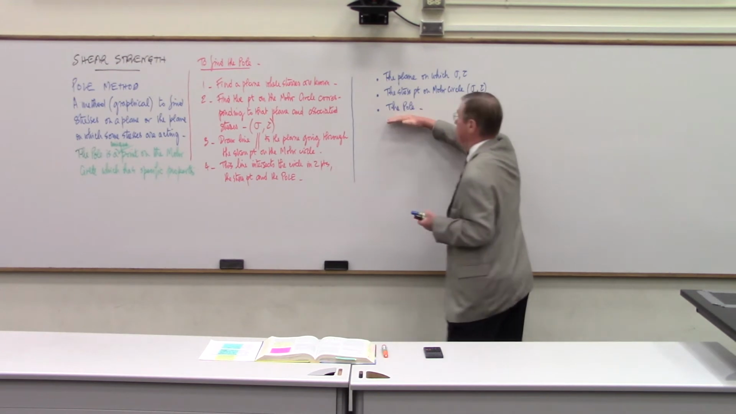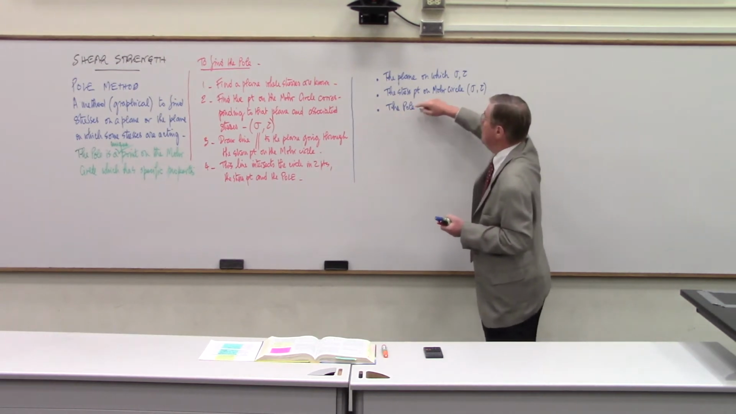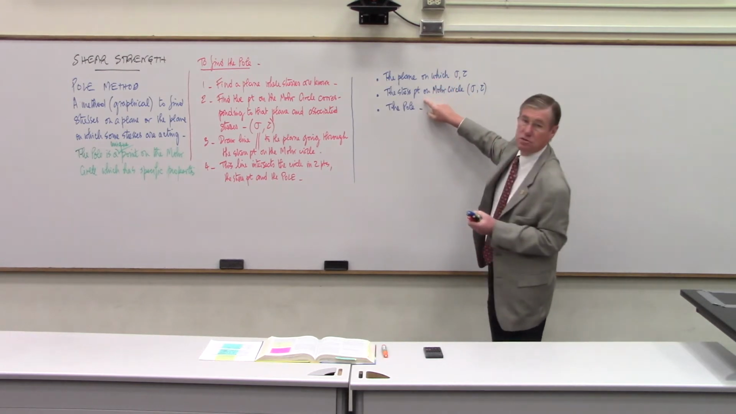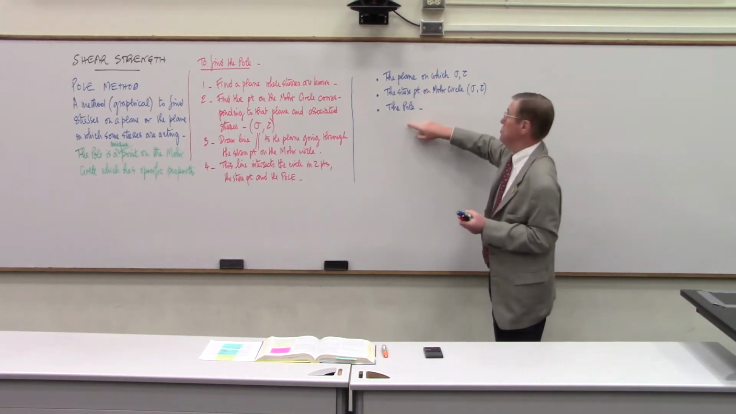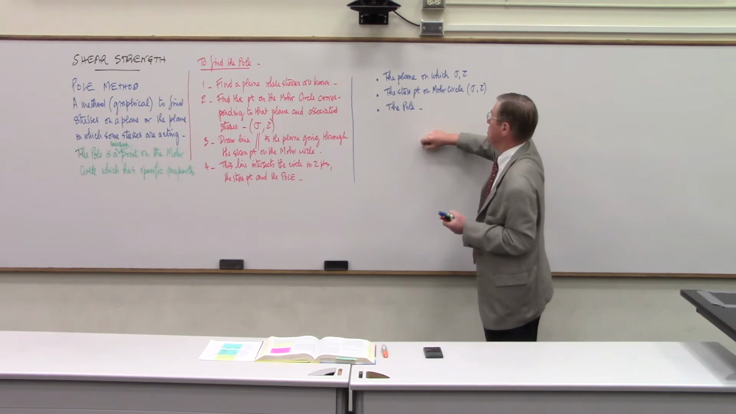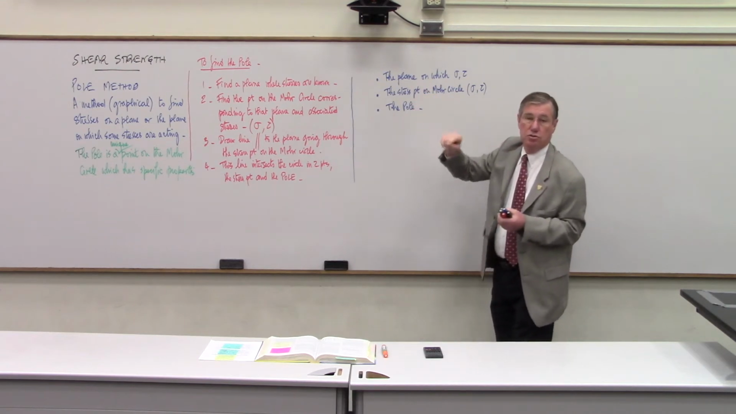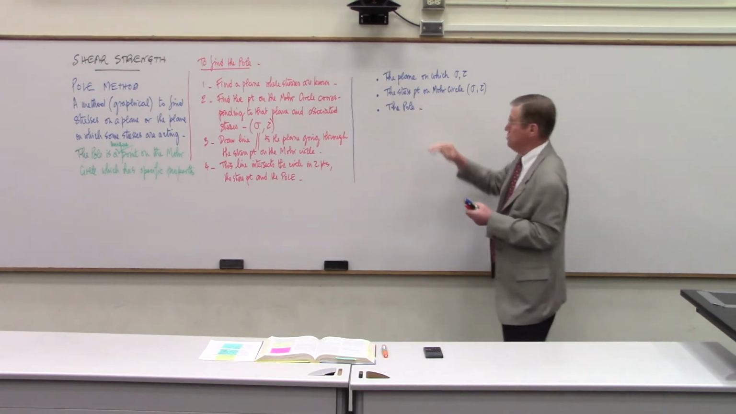So once you have the pole, and you're given a plane, for example, you can find the stresses on that plane using the pole method. And if you have the pole and you have the stresses, you can find which plane those stresses are acting on by using the pole method.